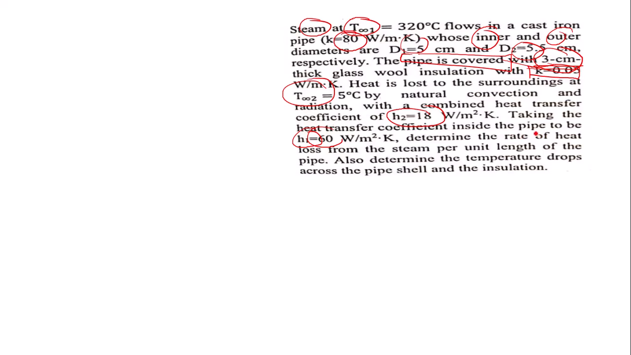We have to determine the rate of heat per unit length, L equal to 1 meter. Also determine the temperature drop. Also we have to remember, we have to find the temperature drop across the pipe and the insulation. This is the crucial point.